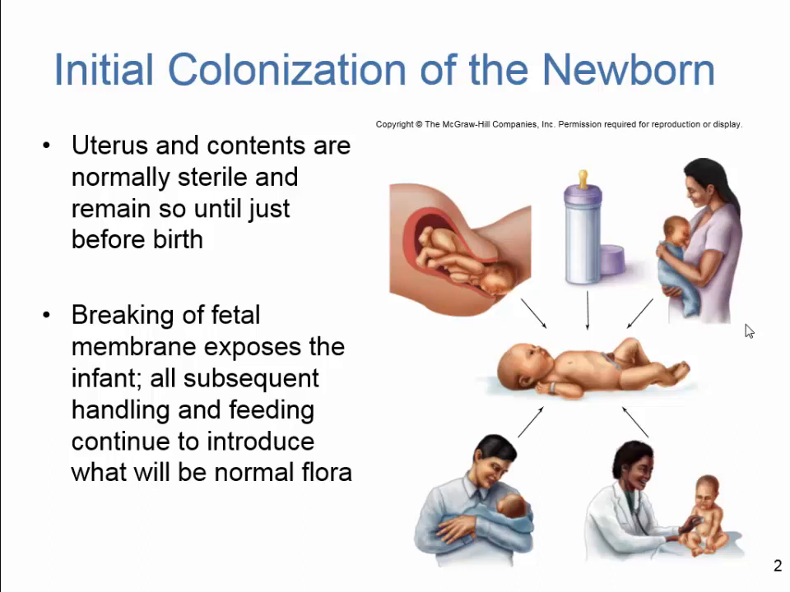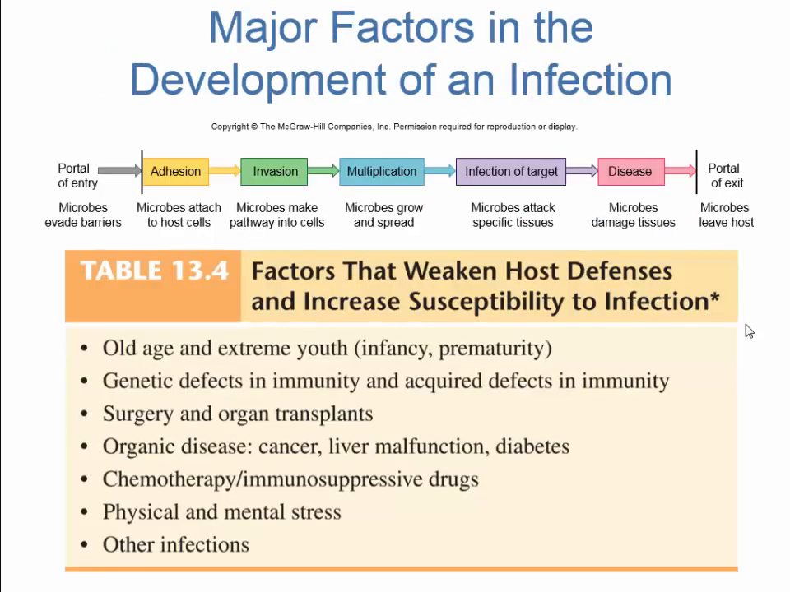Additionally, the colonization of a baby with normal microbial flora is that first line of immune defense from pathogens. So by having normal flora taking up space, babies are able to be protected from unnecessary pathogens that they may encounter. So the major factors in the development of an infection first begin with the portals of entry.